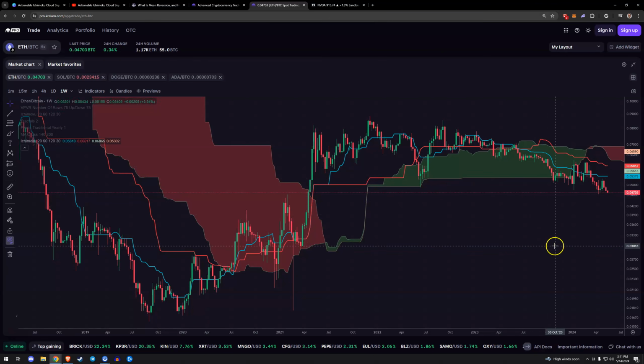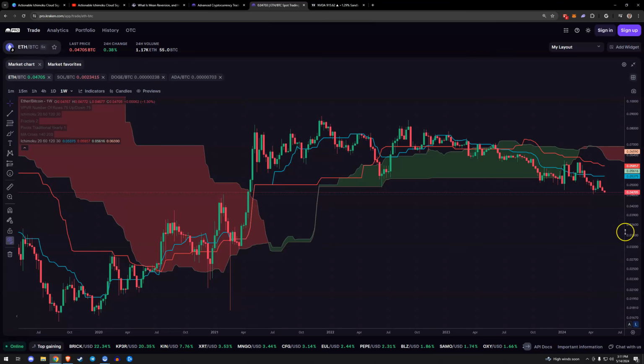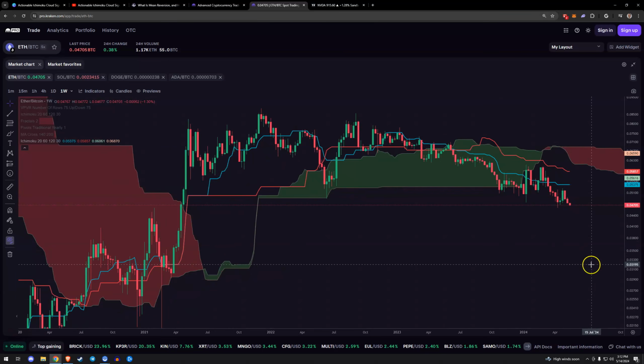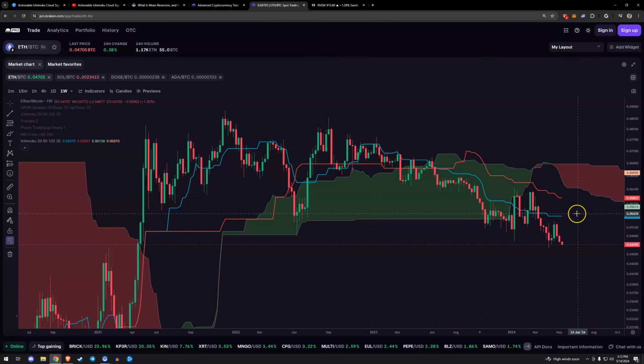Now, this isn't 2018 and 2019, but it isn't telling me this is unlikely to go lower. It's just saying, look, this may be oversold based off of the distance to the 60 period mean, the Kijun, but this can definitely get more oversold. And it's less oversold now than it was overbought in 2021.